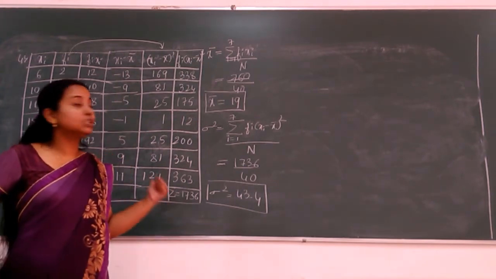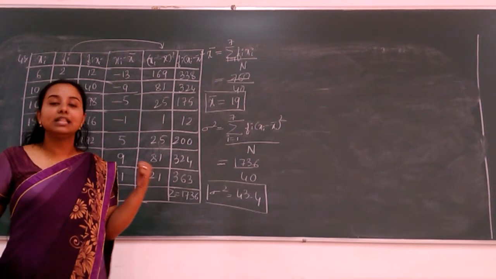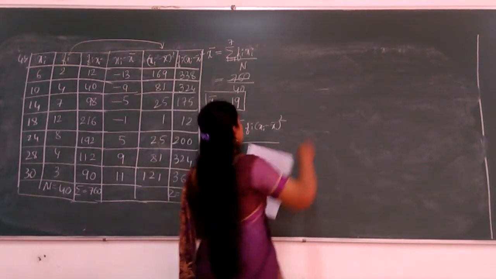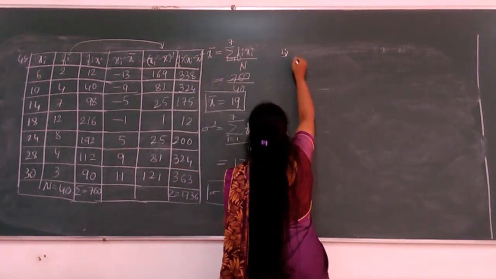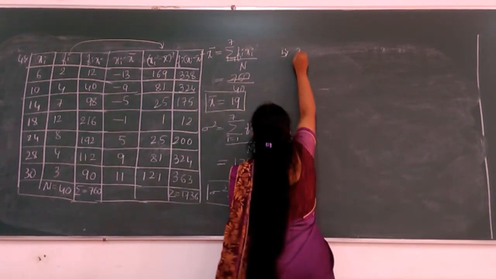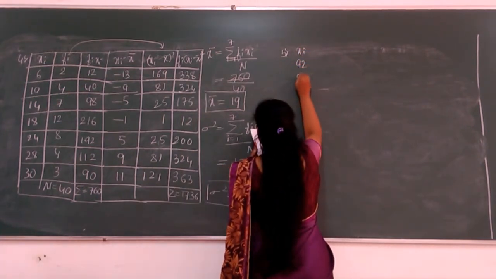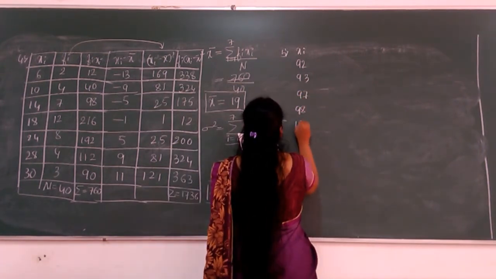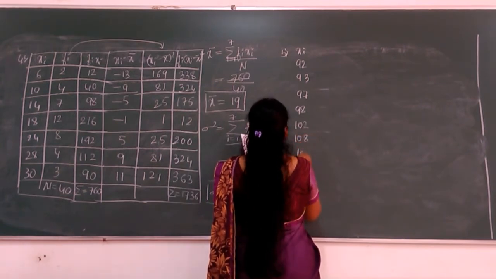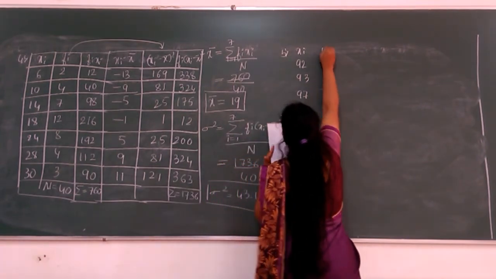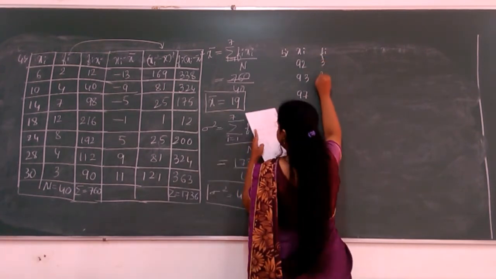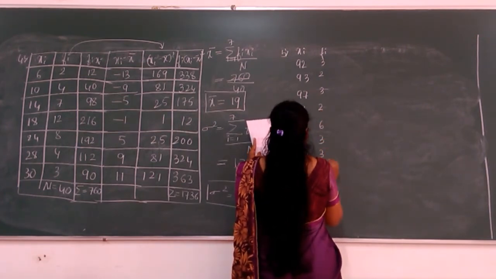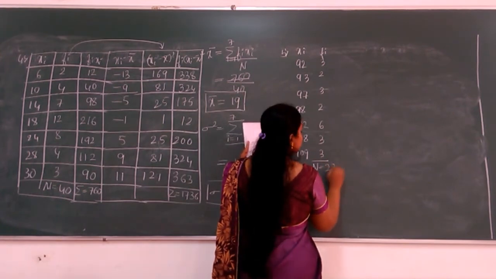Now let us consider one more similar problem to calculate the mean and variance for a grouped data. That is your fifth problem. Again in the fifth problem also xi's are given. The xi's are 92, 93, 97, 98, 102, 108, 109. And the frequency, that is fi, is 3, 2, 3, 2, 6, 3, 3. And the total frequency turns out to be 22.